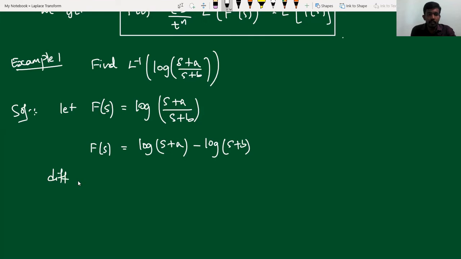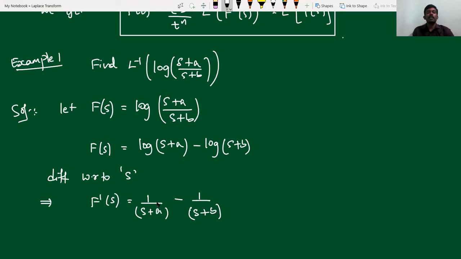Now differentiate with respect to the variable s, which implies that F dash of s will be equal to the log differentiation, which is 1 by (s plus a), again minus sign, again log of (s plus b) differentiation with respect to s is 1 by (s plus b). So we have eliminated the log function.